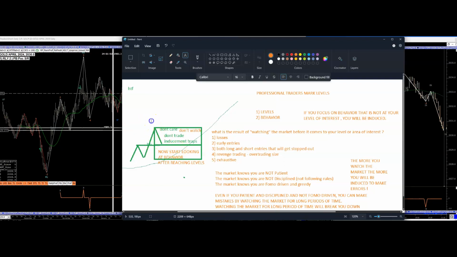Up here, as the market rallies, and I'm just saying, in this case, you're trend trading, buying pullbacks, right? So trend trading, buying pullbacks, market rallies. You don't care. You don't watch, you don't trade, because you know it's all inducement traps. And I'll show you exactly what the trap is.